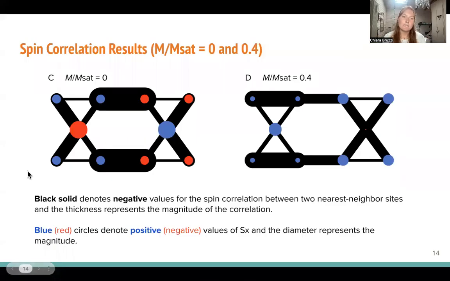So we looked at the spin correlation, and what we found was that for both the magnetization of 0 and 0.4, there is in fact this periodic arrangement. So these diagrams are showing this is one unit cell, this is the second unit cell, and this is the hexagonal shape that connects them. And the black solid line denotes a negative spin correlation. The thickness denotes the magnitude of the spin correlation. And the blue circles are the positive spins, and the red circles are the negative spins.